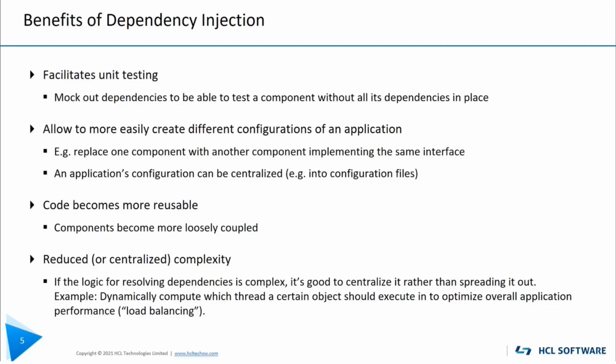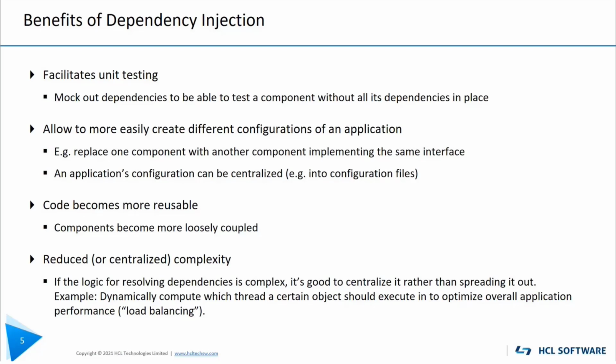And there are some benefits why people use dependency injection. One is to make it easier to unit test, because you can then mock out dependencies to be able to test a component in isolation without having all its dependencies in place. You can also use it for creating different configurations of an application. For example, the example I showed on the previous slide, where we have a logging system with two different implementations that we may want to switch between, and maybe you don't want to have that placed inside the code, but have it outside, maybe in some configuration file or something.